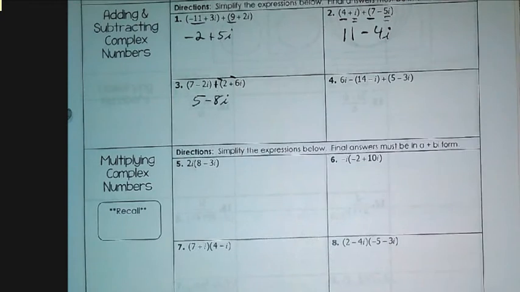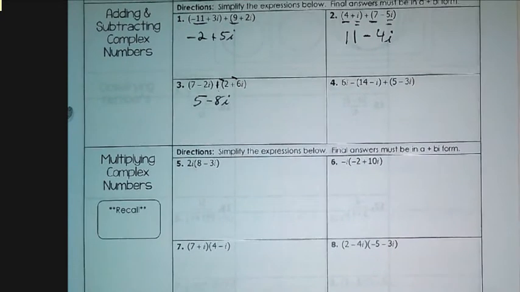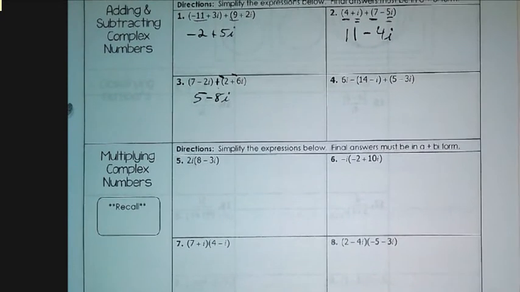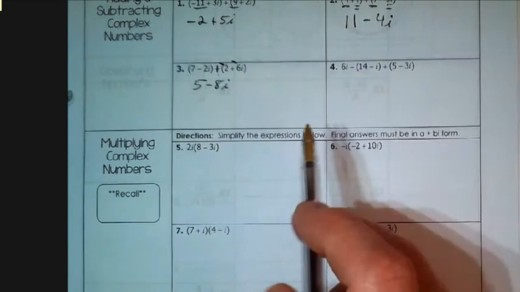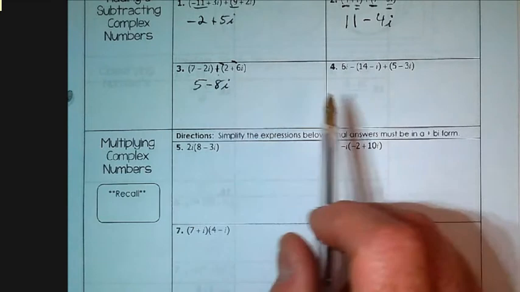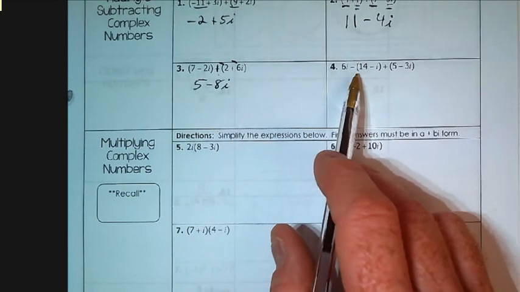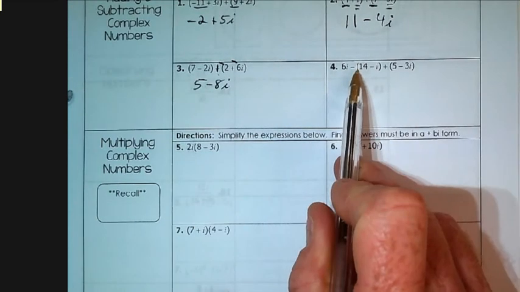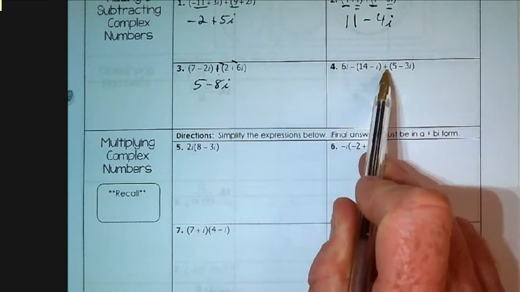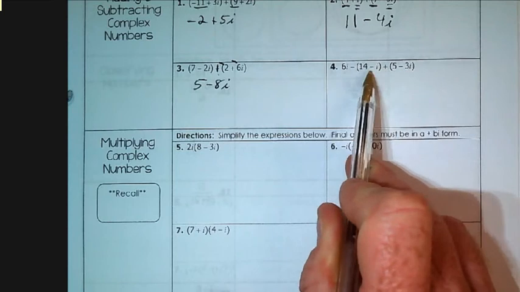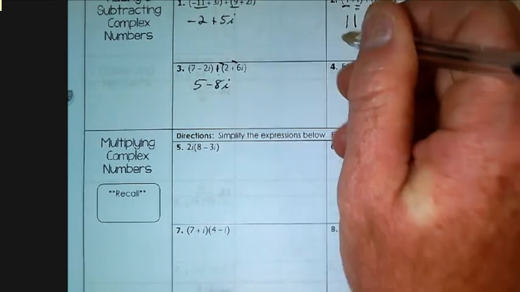You don't change the signs of the front ones. You do not change the signs of the front ones. Only the part that's after the minus. Okay, so in number 4, we're going to change the signs in the parentheses after the minus, but not the second set of parentheses. Only this set of parentheses. So, change your signs.